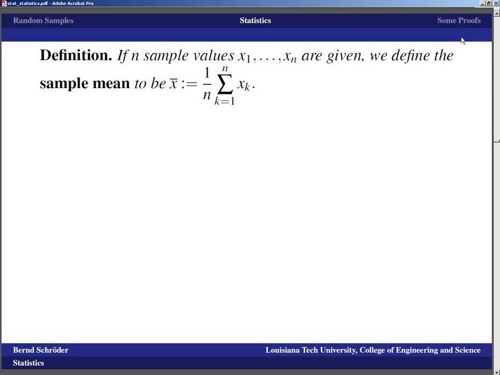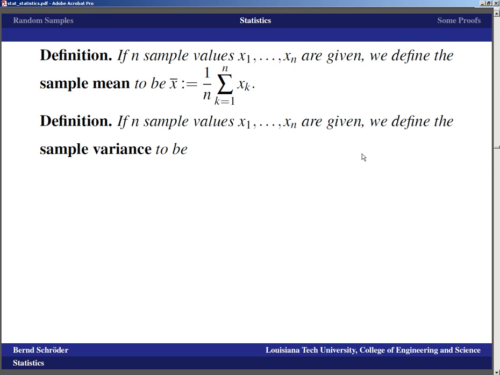And in the proofs that we're going to see in this presentation, we're already going to see why that may be the case. We also have a measurement of spread for the sample values, and so if n sample values are given, we define the sample variance to be s sub x, quantity squared, the sample variance of the random variable, the sample standard deviation of the random variable squared, because remember the variance is the square of the standard deviation. And it's, well, it's almost what we predict, right?